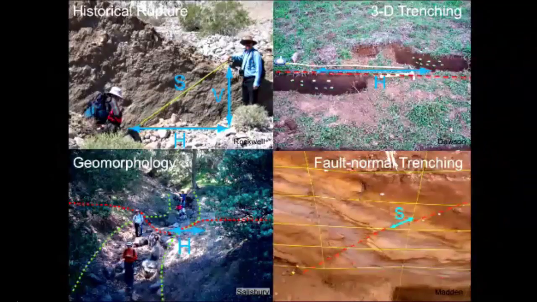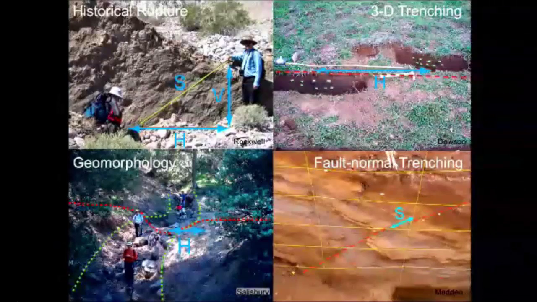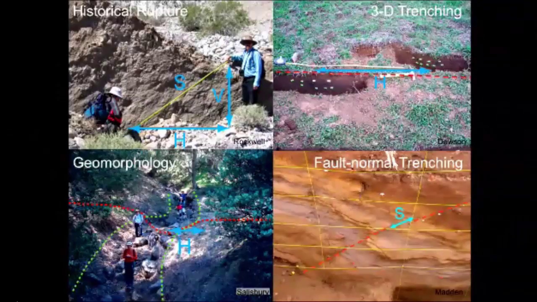Then you might have some fault-normal trenching to get at some dip slip vector, or you might do some trenching like this to pick off a channel element that is continuous here across that little fault. So that's what we're trying to measure.